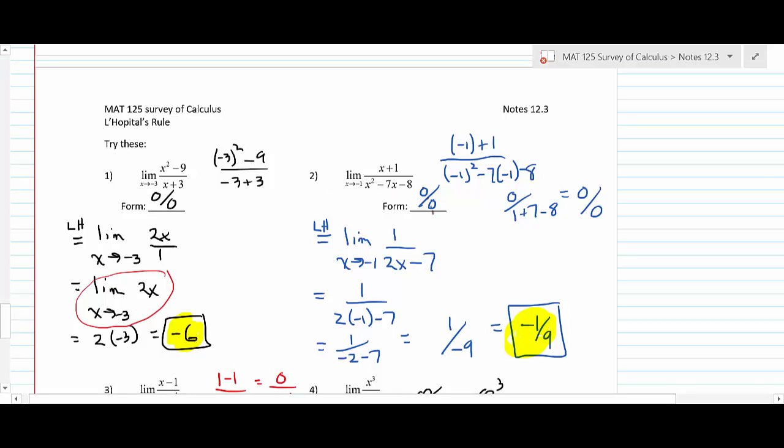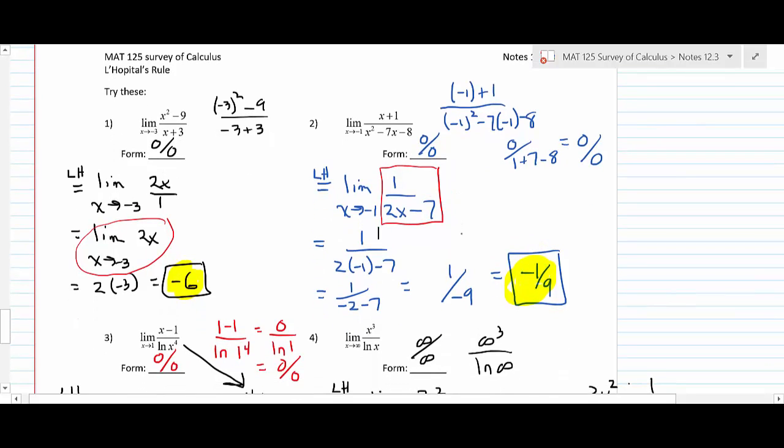Okay, the next one's 0 over 0. You plug in the -1, you're going to get that form. The derivative of the numerator is 1. The derivative of the bottom is 2x minus 7. So then you go ahead and plug in. Now you can't do L'Hopital's rule again. If you did, you'd be messing up. You just have to plug in. So you have 1 over 2 times -1 minus 7. Work out the arithmetic, you're going to get -1/9. Okay, how's that look?